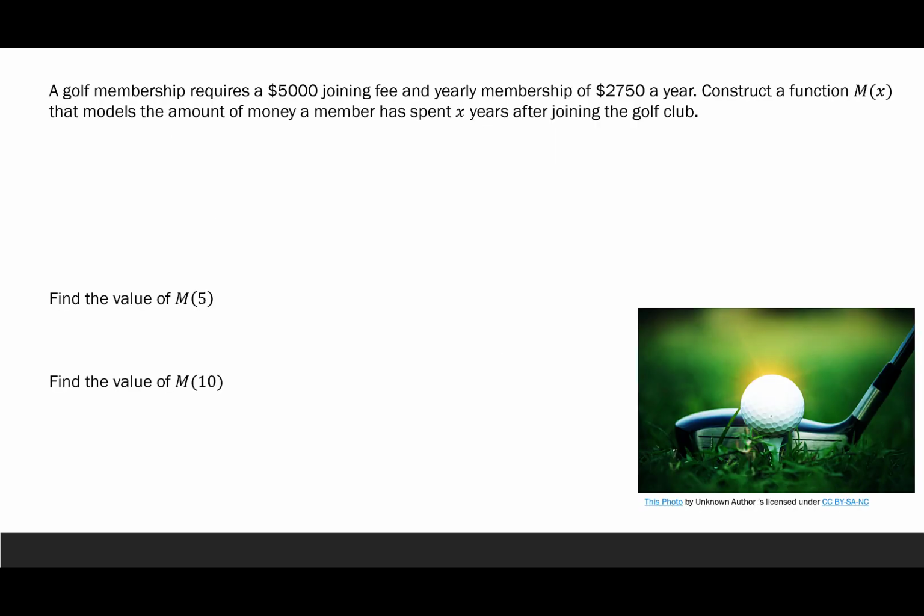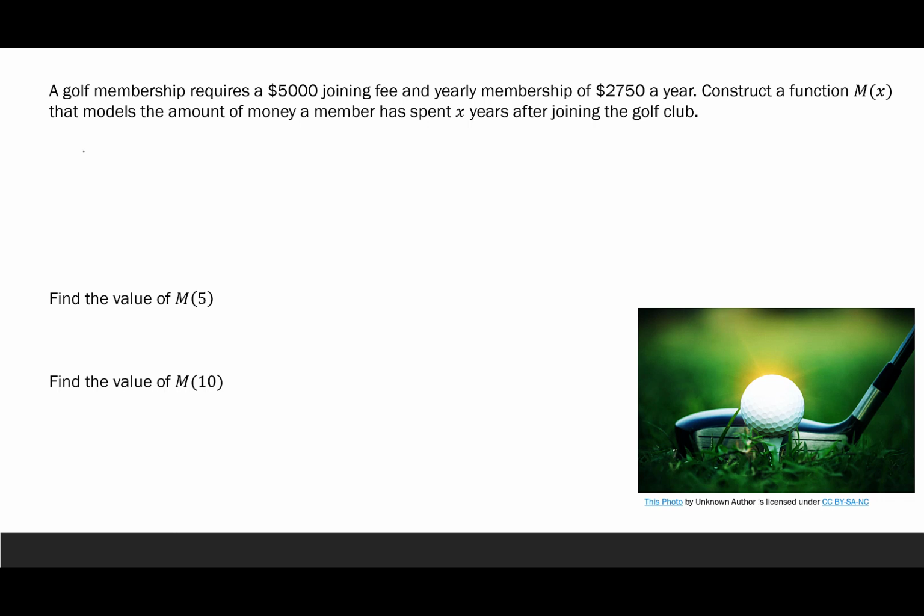So let's turn that into something else. Let's talk about a golf membership. So let's say we had like a country club kind of thing where they charge a membership of $5,000 to join, and then yearly you pay $2,750. So we're going to construct a function m of x that models the amount of money a member has spent x years after joining the club.